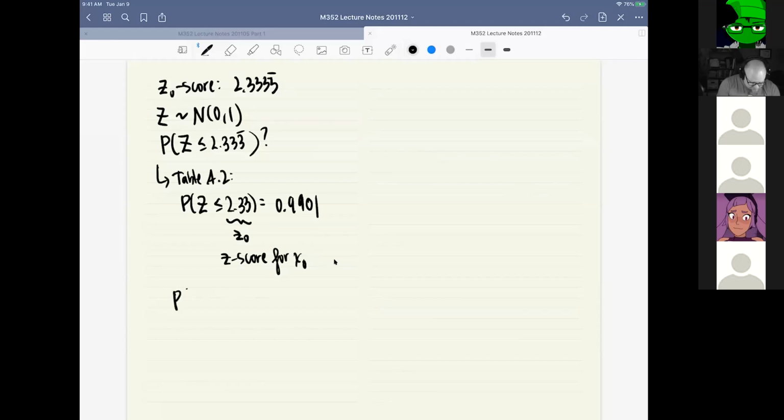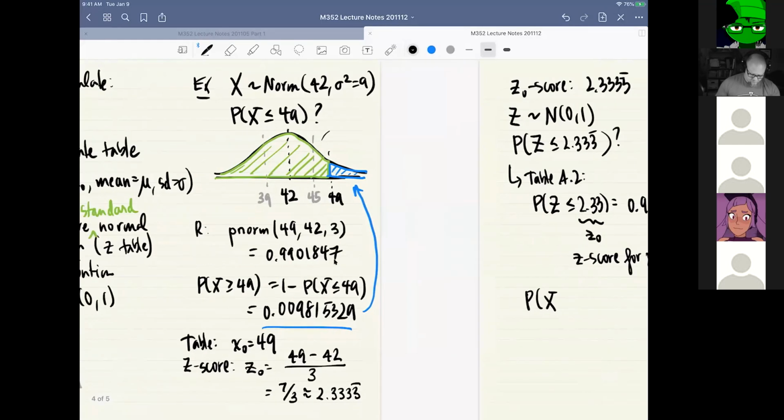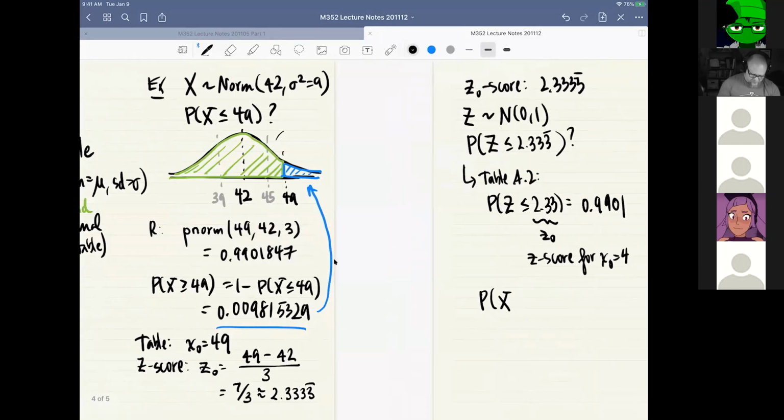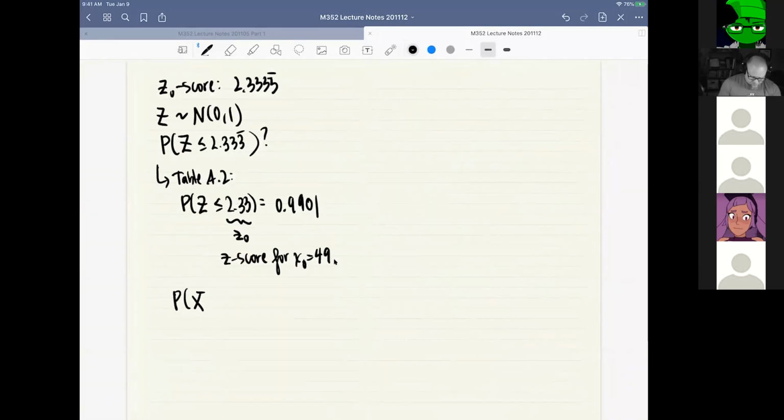We can therefore say that the probability was this, 47, 49. We can therefore conclude that the probability that our original random variable gives us a value that's less than 49 is also 0.9901.